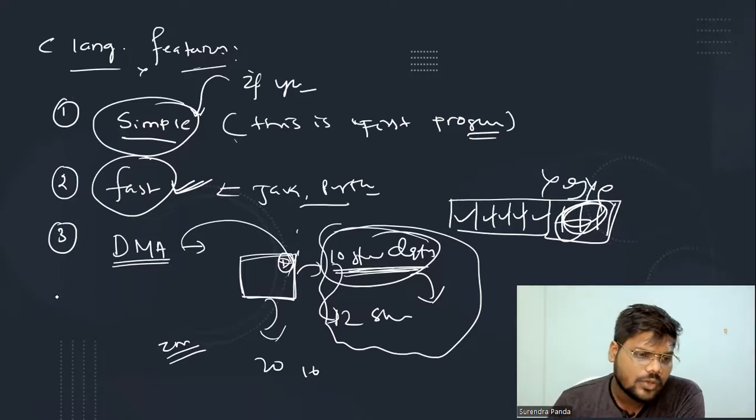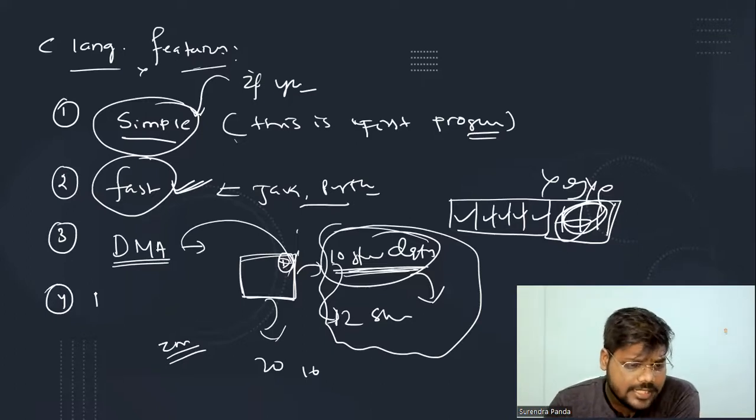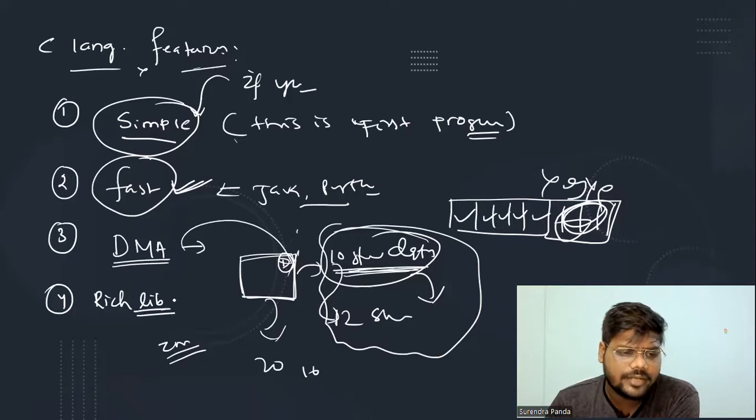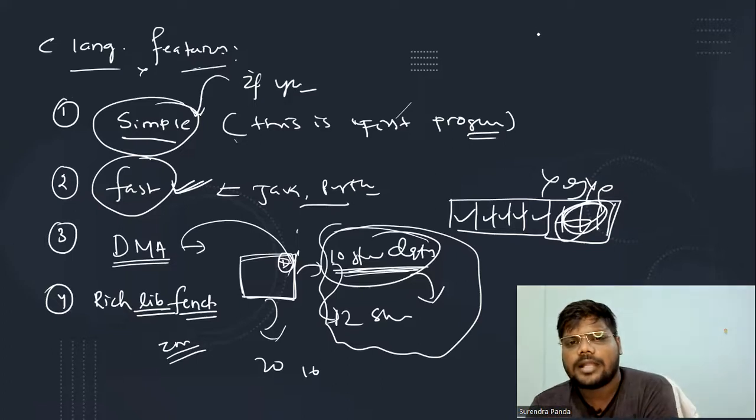Then after that, C has rich library functions. Sir, what is the meaning of rich library? What is the meaning of library functions? Don't worry, we will cover it, but I'm going to discuss it with an example now.